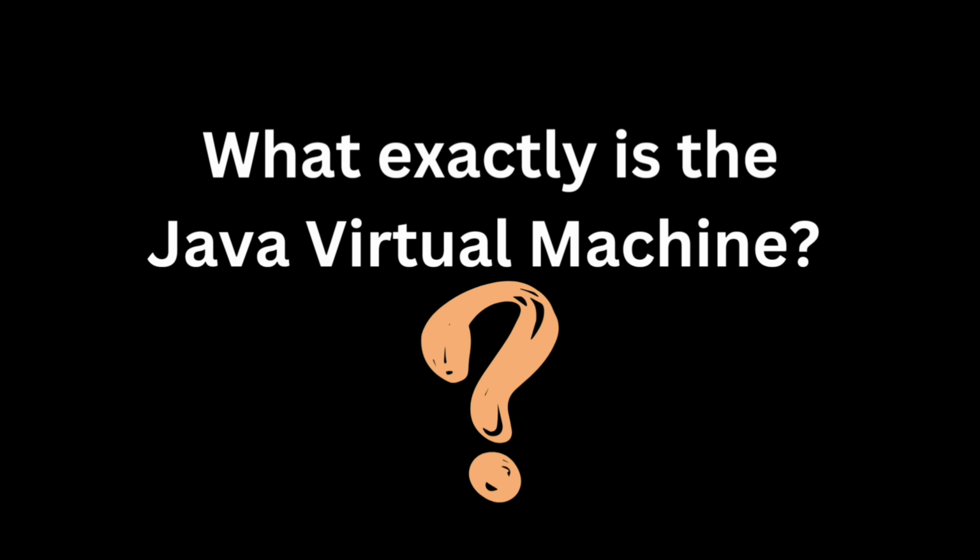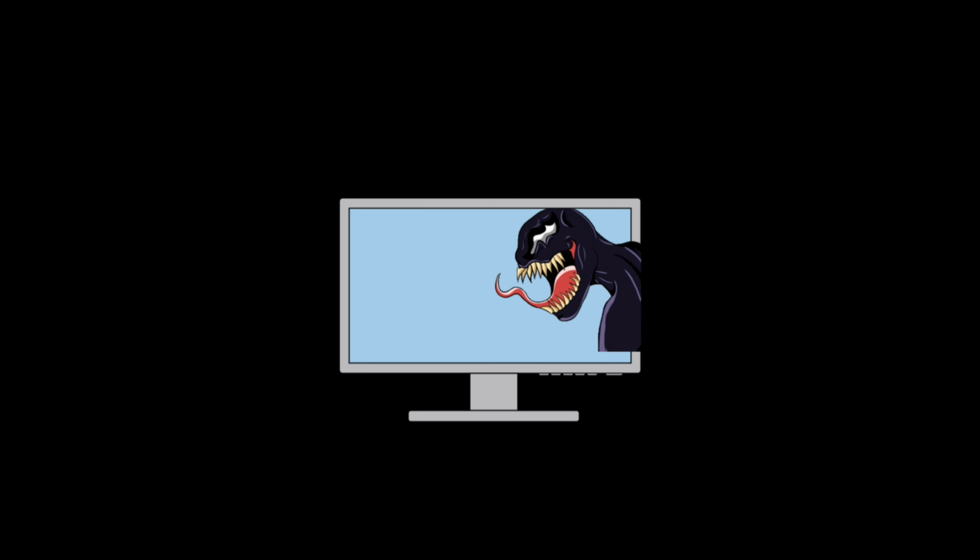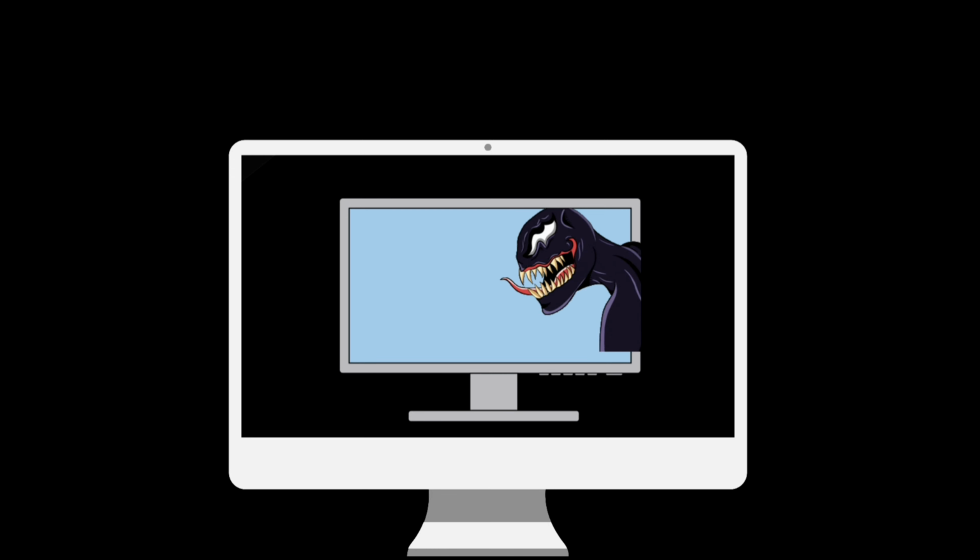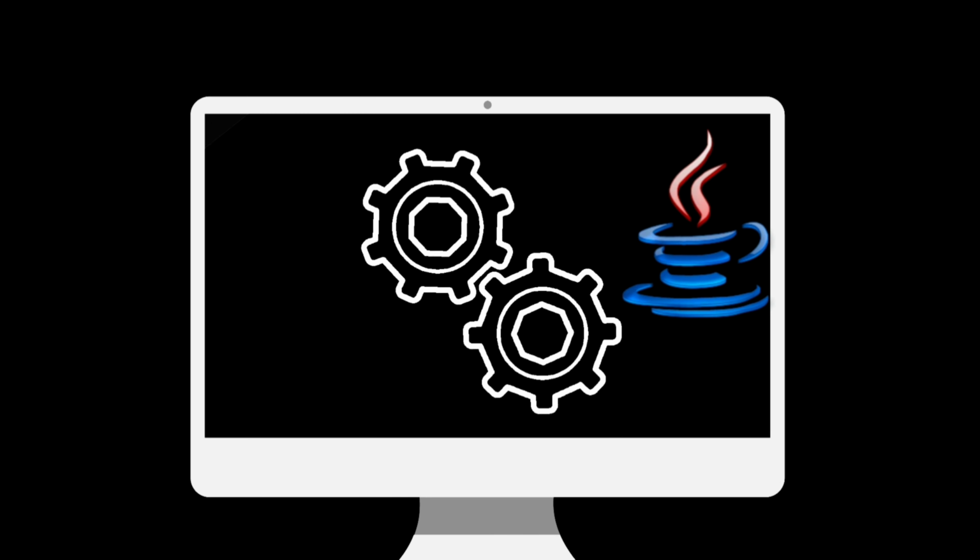Alright, so let's start with the basics. What exactly is the Java Virtual Machine? Imagine it as this awesome virtual computer that lives inside your real computer. The JVM's main job is to run Java programs, kind of like how your favorite video game console runs your games. But how does it do that?